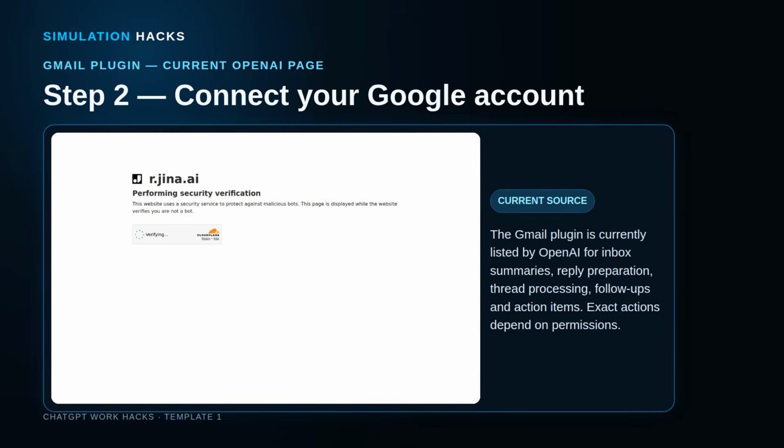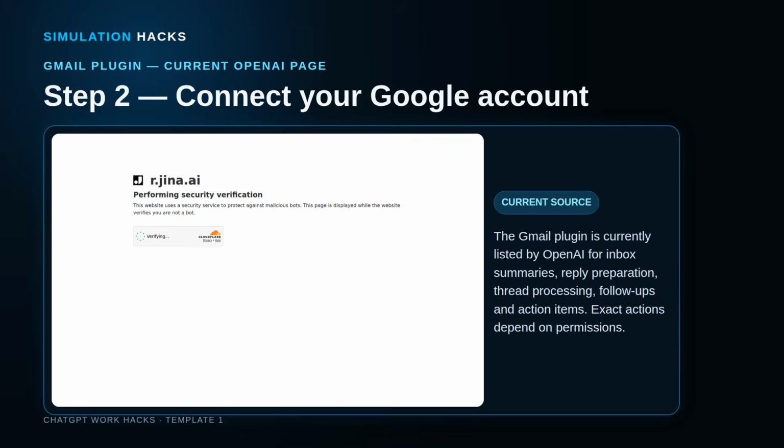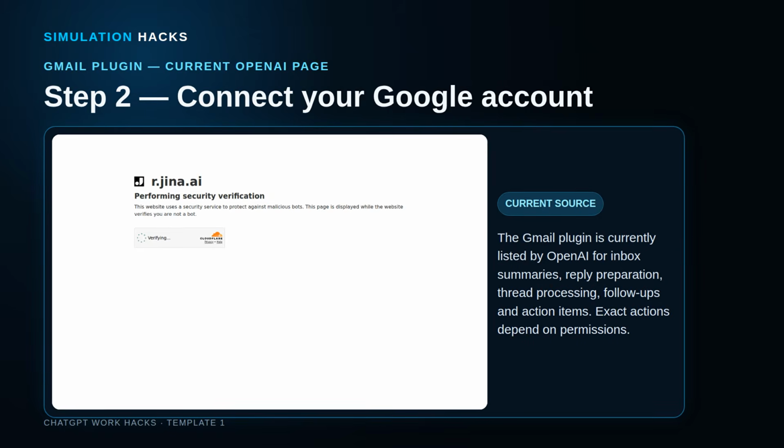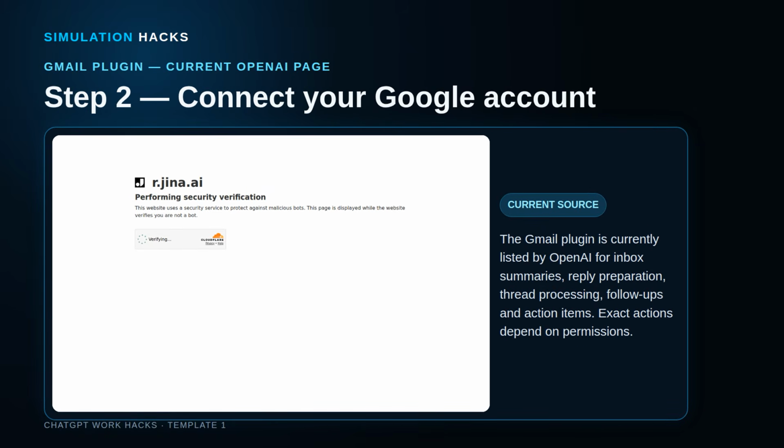Next, choose Connect if it is available. ChatGPT will send you through Google authorization. Pick the Gmail account you actually want to use. Then read the permission screen. This part matters. Do not just smash the Approve button because a tutorial told you to. Check what Google says ChatGPT is requesting. If you are comfortable with it, continue. When authorization is complete, you return to ChatGPT and Gmail becomes available as a connected plugin.